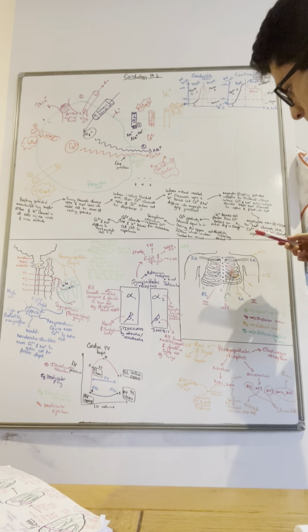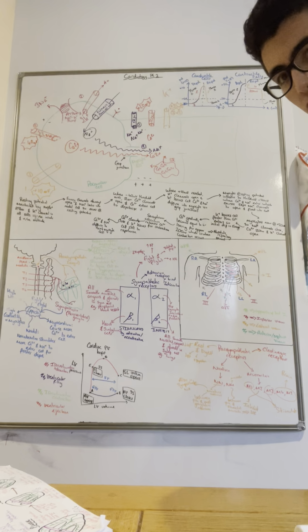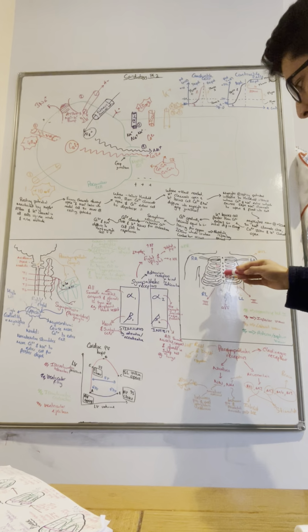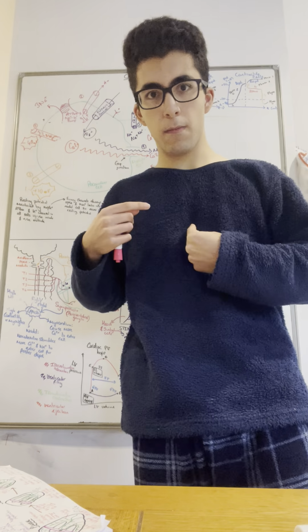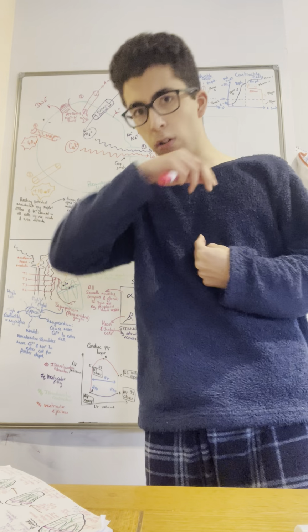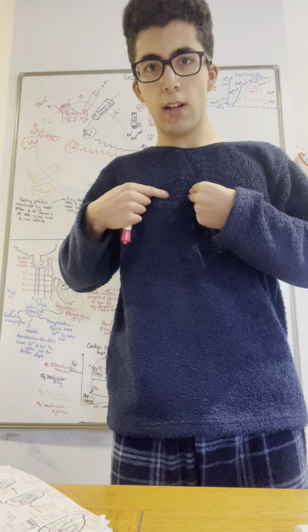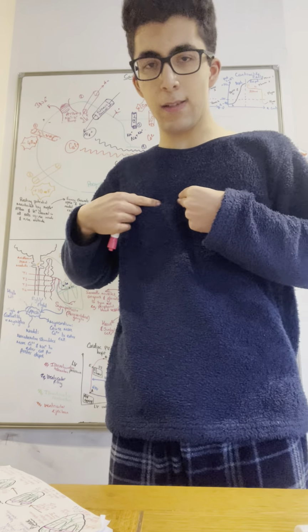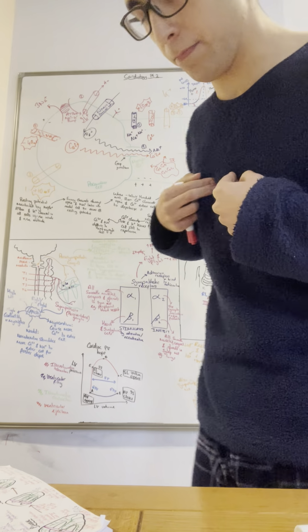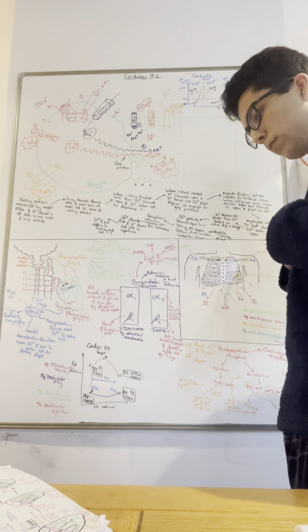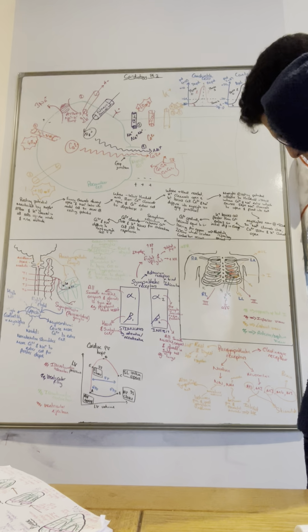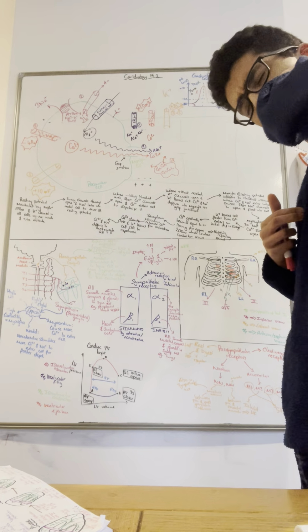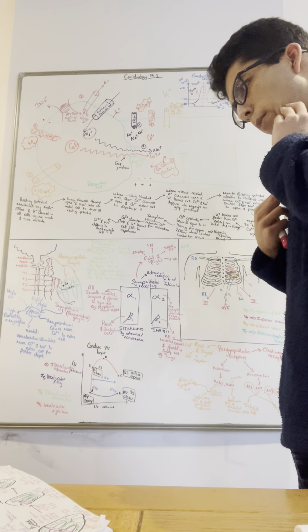So V1 is going to be our 4th intercostal space, just outside the sternum, okay? So we've got our sternum, and then it's going to be just outside of it, just as soon as you get into that space, into that mid-clavicle, into that, what's it called? Between the ribs.